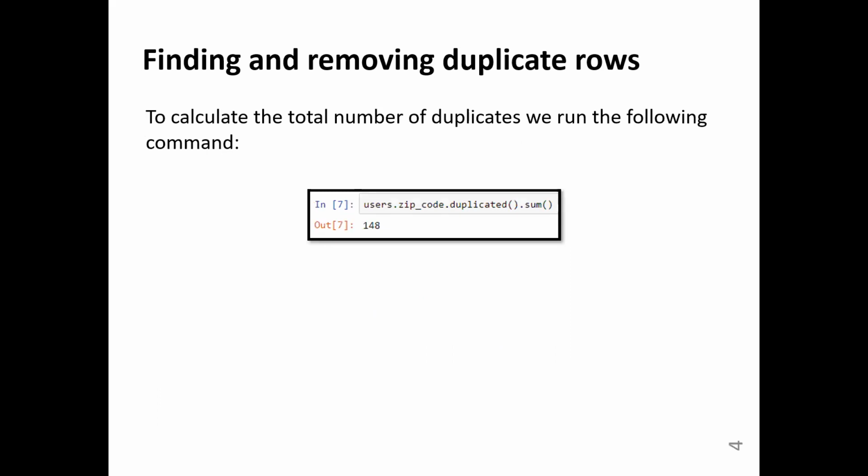And if you say dot sum, what does it mean? It's the number of duplications. Awesome. It shows how many zip codes we have duplicated, right? How many trues we have, because trues are going to turn into 1, falses are zeros.